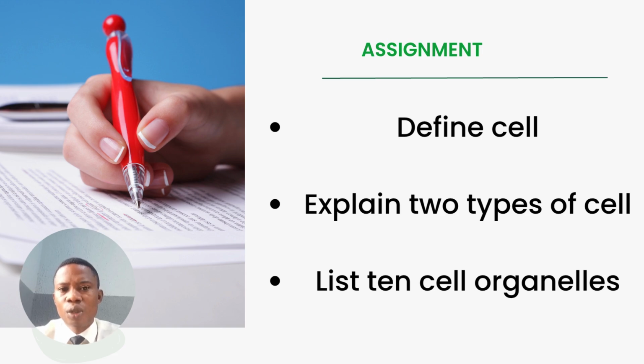I will be leaving you with some assignments to ponder upon and prepare for the next class. The first question is: 1. Define a cell. 2. Explain the two types of cells. 3. List 10 cell organisms you know.